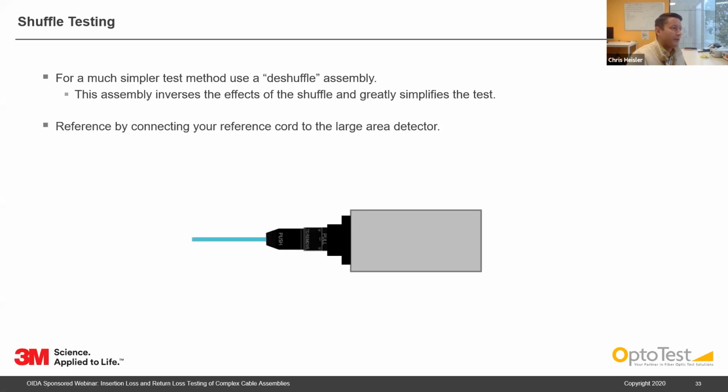So for a simpler test method, use a D-shuffle assembly. This assembly inverses the effects of the shuffle and greatly simplifies the test. So to reference, we're going to use a large area detector, and we're going to connect up our reference connector to the large area detector. We're going to reference insertion loss and return loss for all ports on this connector.